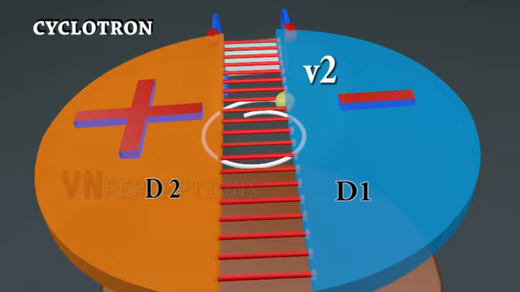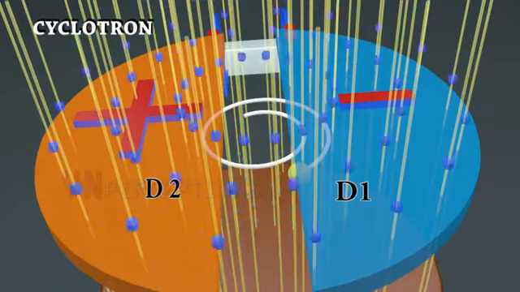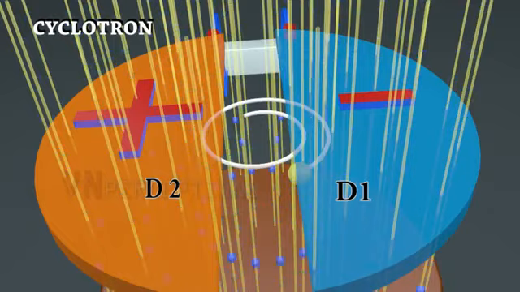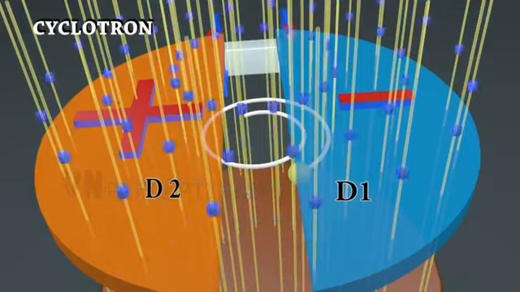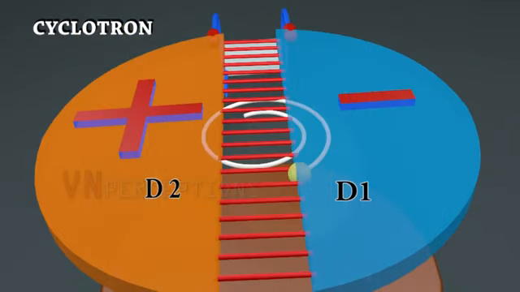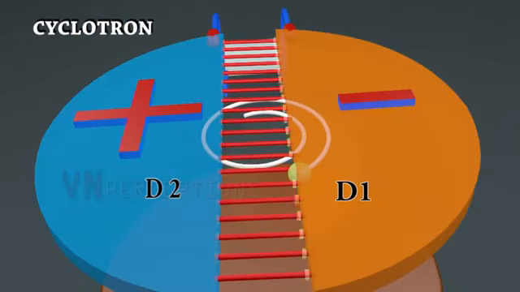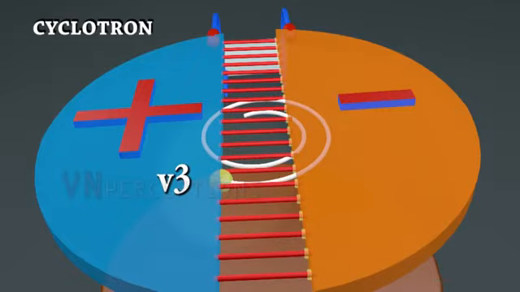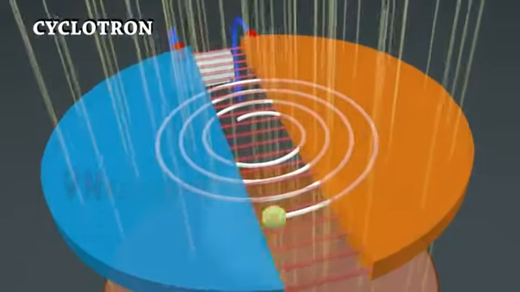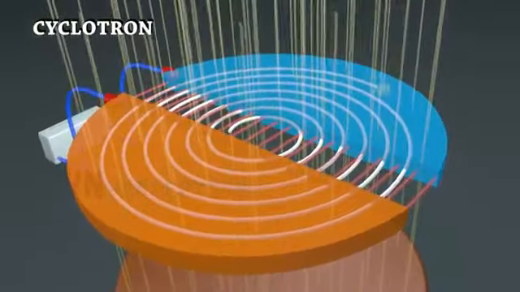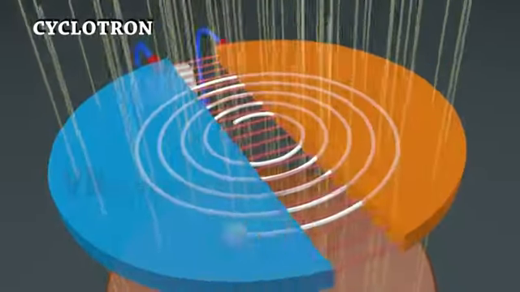When it enters D1 again, the velocity would remain constant because the magnetic field cannot change the velocity, but the particle would make a greater semicircle because it is coming inside the D with a greater velocity. When it comes out of D, it comes under the influence of the electric field. Once again, the electric field accelerates the charged particle and now the velocity becomes V3. In this way, the particle moves in a circular path, and with each circle, the velocity of the charged particle increases.